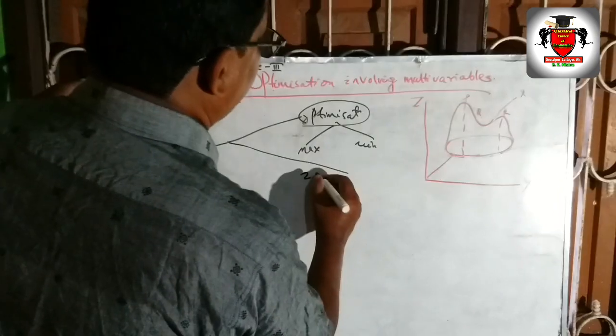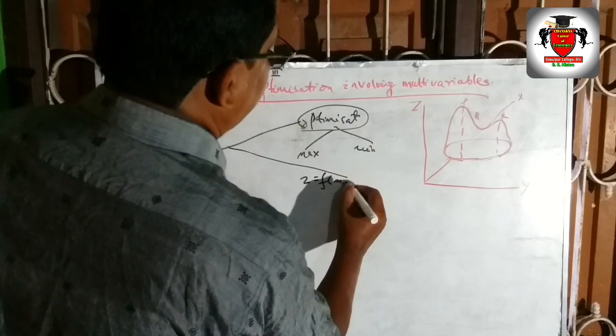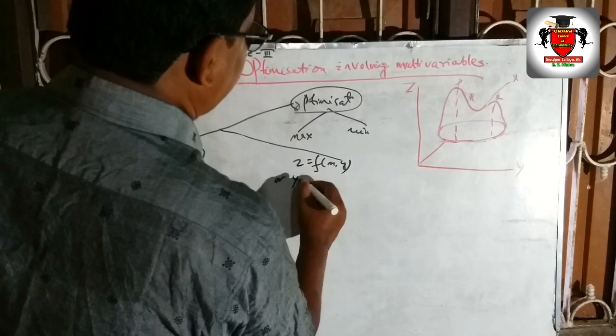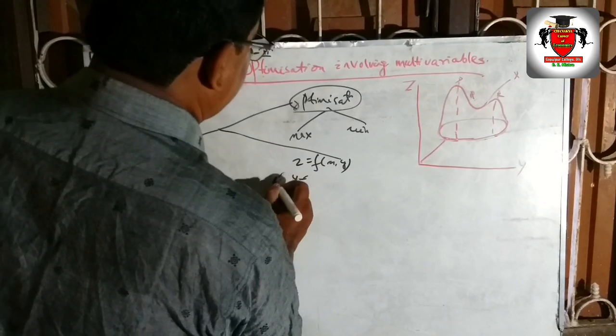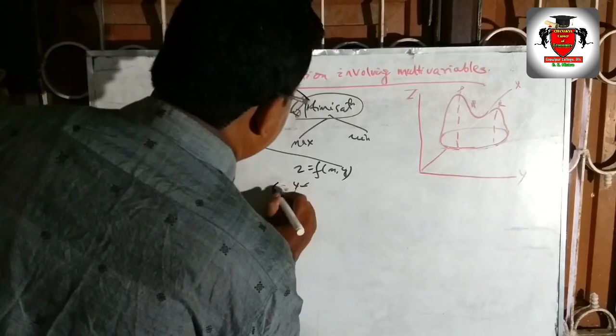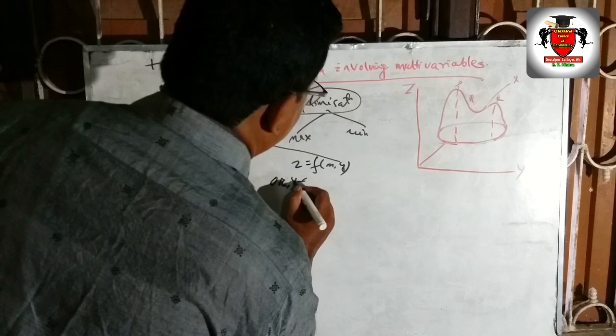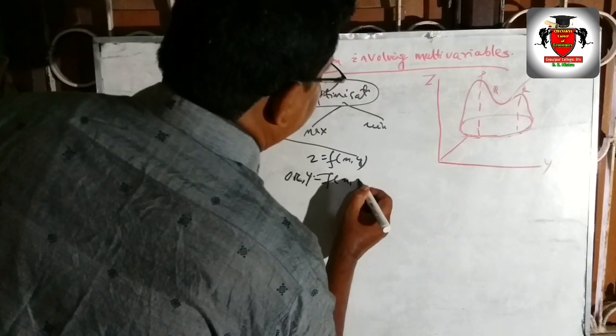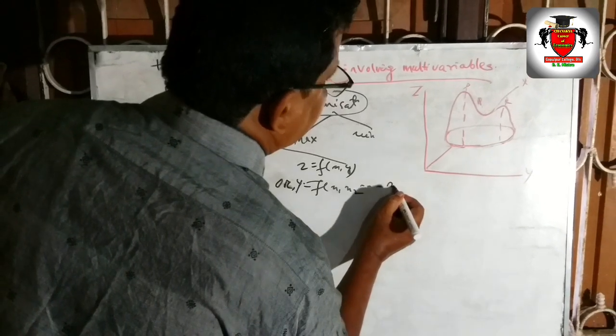z equal to function of x, y, or in common we can say y equal to function of x1, x2, ..., xn.